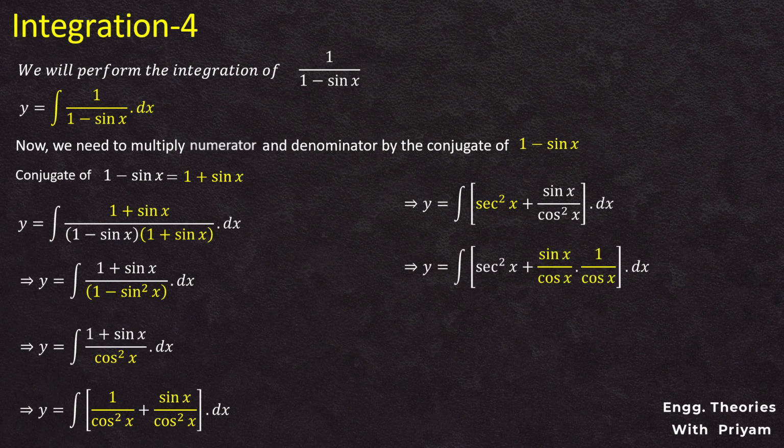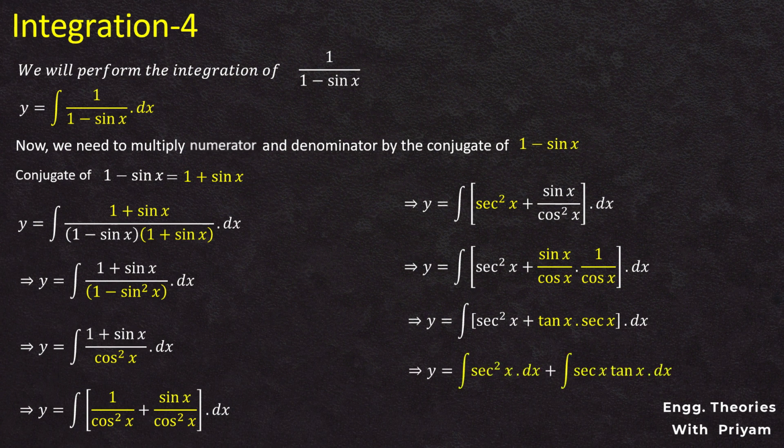This sin x by cos x will result in tan x, and 1 by cos x will result in sec x. So the integration becomes y is equal to integration of sec square x plus tan x into sec x into dx. Now we will separate the integration and multiply dx with both the terms. Then the integration can be written as y is equal to integration of sec square x into dx plus integration of sec x into tan x into dx. This integration of sec square x will result in tan x, and the integration of sec x tan x will result in sec x. So finally the result of integration y is equal to tan x plus sec x plus the integration constant c.